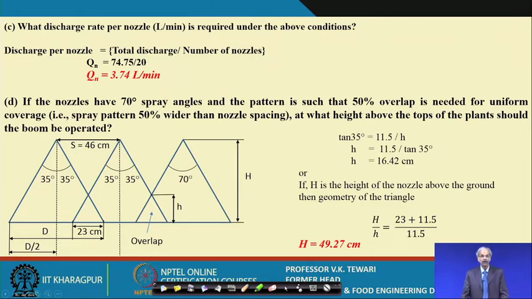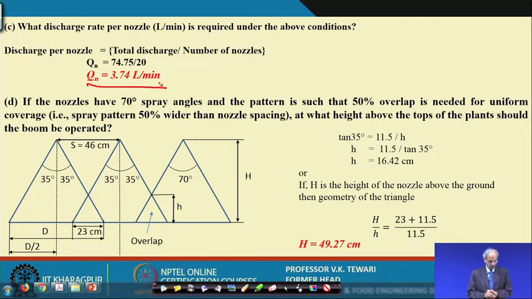What discharge rate per nozzle is required under the above condition? It is very important. What will be the discharge rate? Discharge per nozzle, how do you get it? Total discharge by number of nozzles, definitely. So, this is what you have got.